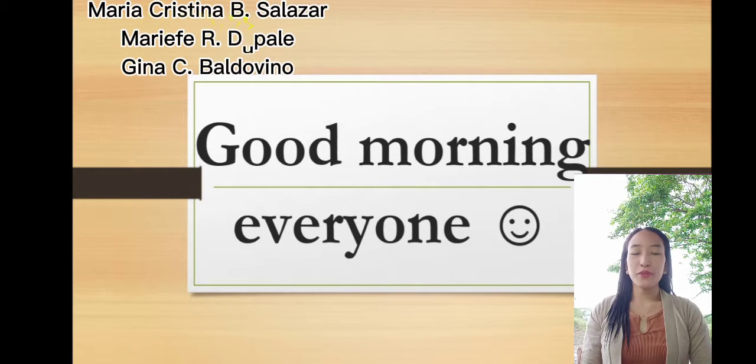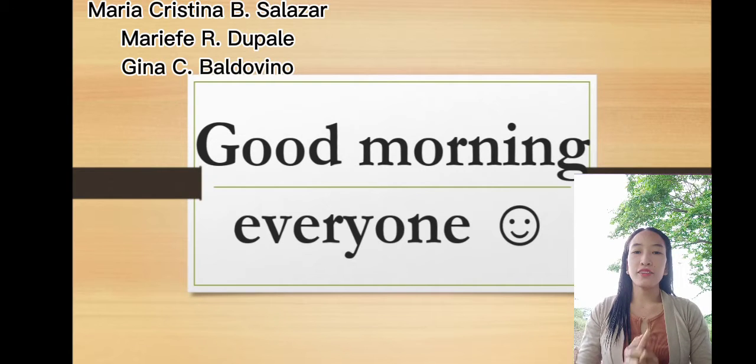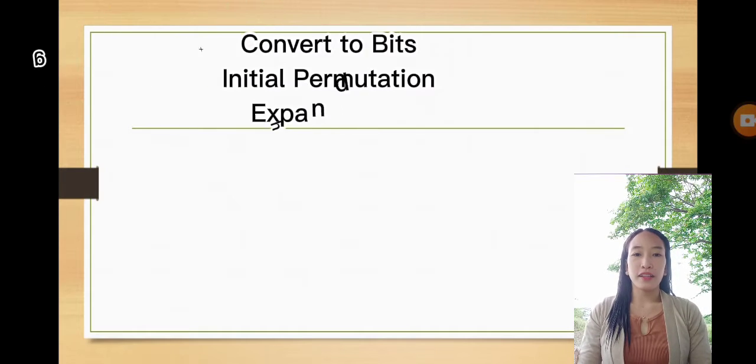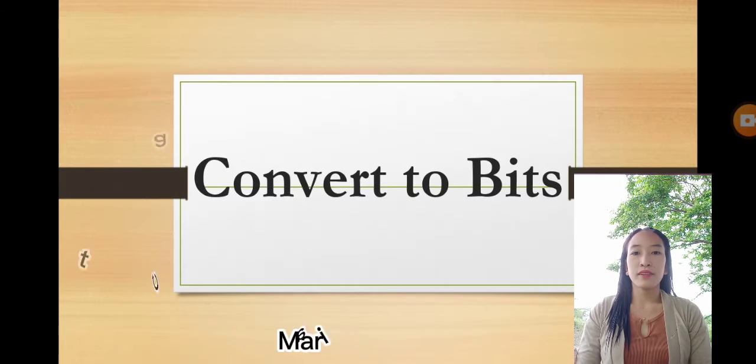Good day everyone. We are here to discuss the Data Encryption Standard process: convert to bits, initial permutation, expand right, XOR subkey, substitute, permute, XOR left, rotate halves left 1, and last but not least, extract bits.